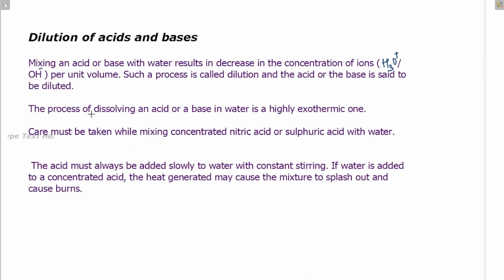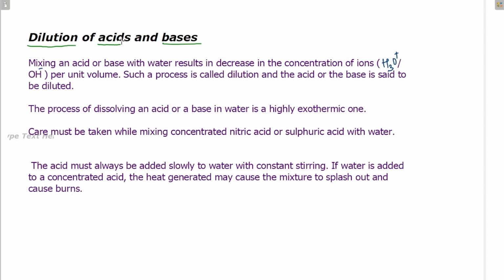Now let's talk about dilution of acids and bases. What do we mean by the term dilution? Whenever we mix acidic or basic solution with water, it is called dilution. We are increasing the quantity of water in a given acidic or basic solution. We call such a process dilution.